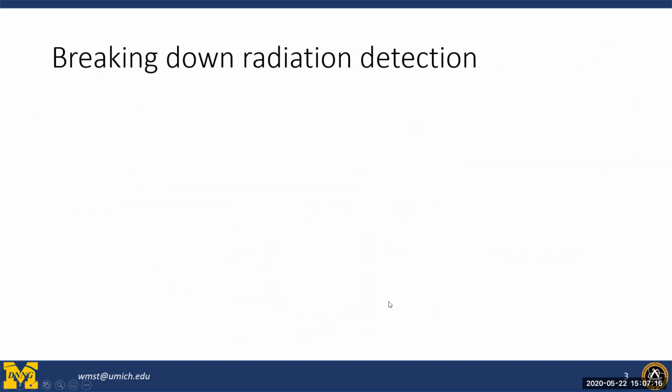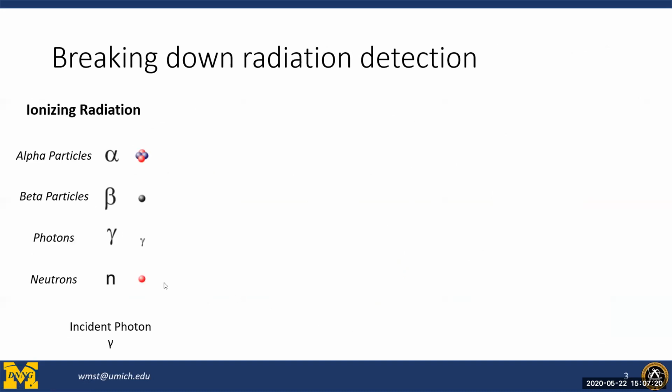So breaking down detection. The first thing is, what are we trying to detect? There's a slew of particles we can detect, but there are four major ones that we're going to focus on, and we're going to actually narrow this down to just two. So alpha particles, beta particles, and then photons and neutrons. Both alpha particles and beta particles are charged particles. Alpha particles are much larger and heavier than beta particles, which are effectively electrons.